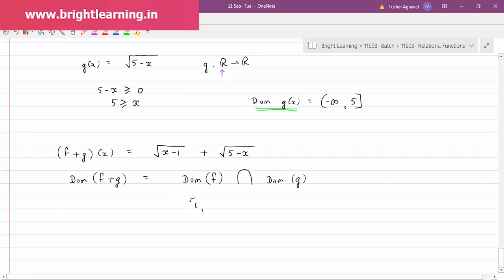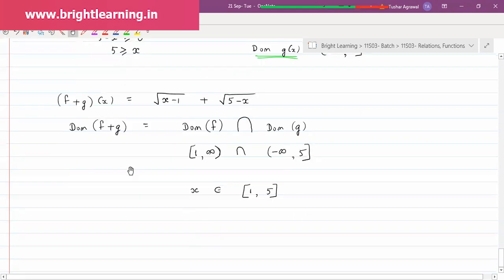Yes, sir. From 1 to infinity, intersection everything from minus infinity to 5. These two intervals, you have to take the intersection. So the answer is x belongs to greater than or equal to 1 and less than or equal to 5. This will be the answer for the domain of f plus g.